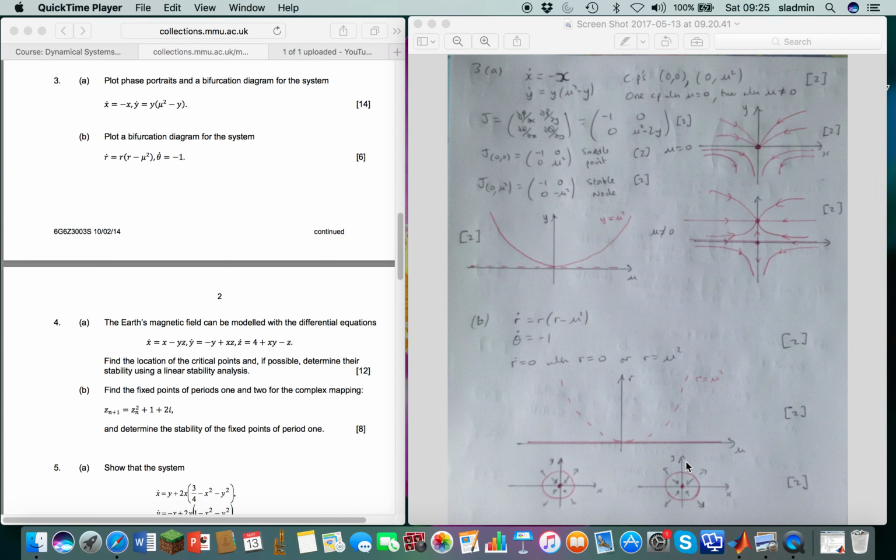So here you'll notice that we have an unstable limit cycle and the critical point at the origin is stable. So that's why we have this dashed curve here. This represents the unstable limit cycle. And when mu is negative, we get exactly the same picture. So that again, we have an unstable limit cycle and the critical point at the origin is stable. And that concludes the solutions to question number 3.